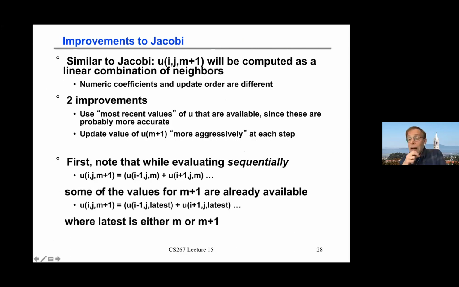Are there any questions about optimizing Jacobi before I go on to how you improve Jacobi mathematically and how that changes the optimizations?